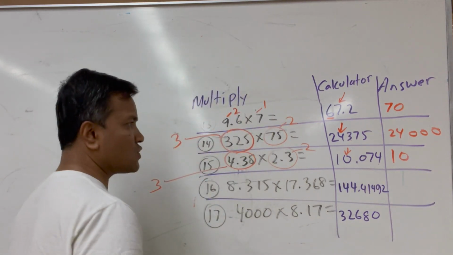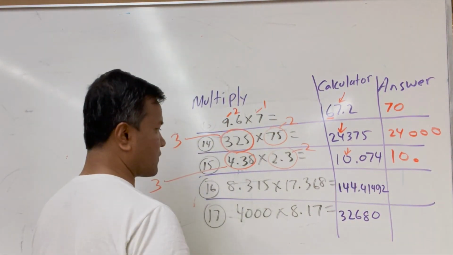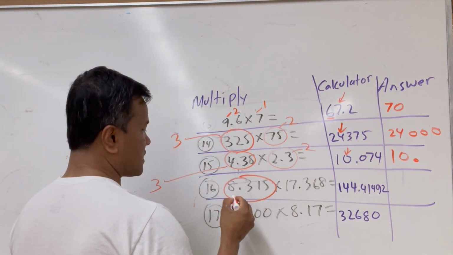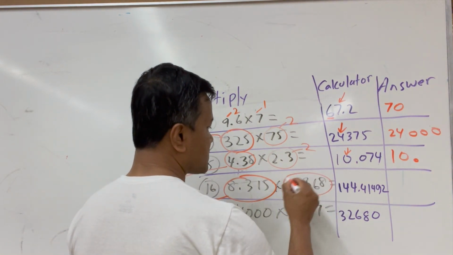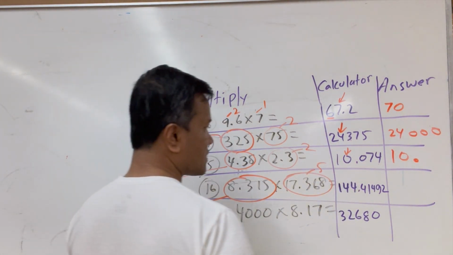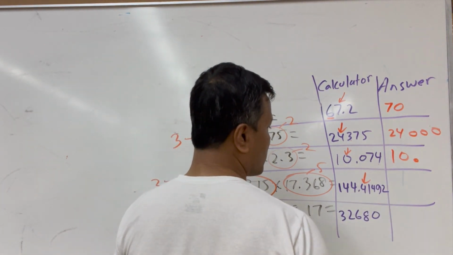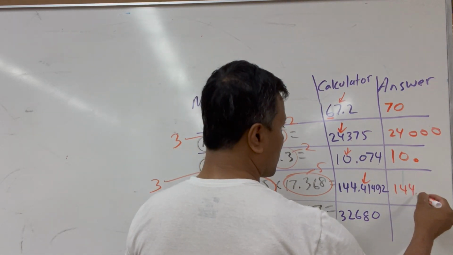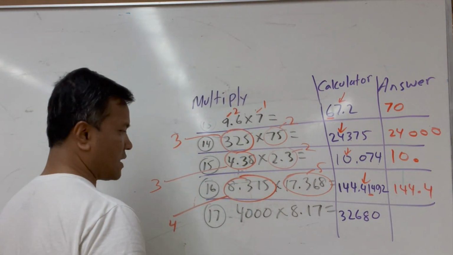Wait a minute, this is wrong. This is only 1 sig fig, so I have to put a decimal. Now 2 sig fig. Now there are 4 sig fig here, and then 1, 2, 3, 4, 5 sig fig here. My final answer cannot have more than 4, so my target is on this one, 1, 2, 3, 4. So 1, 4, 4 point, this is smaller than 5, so no worries, and that's it.